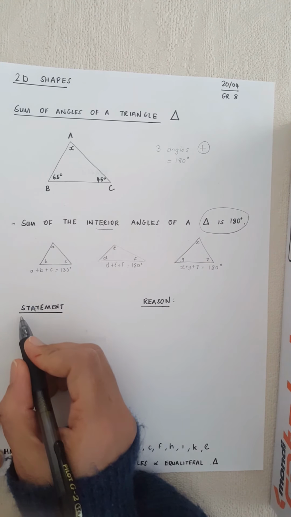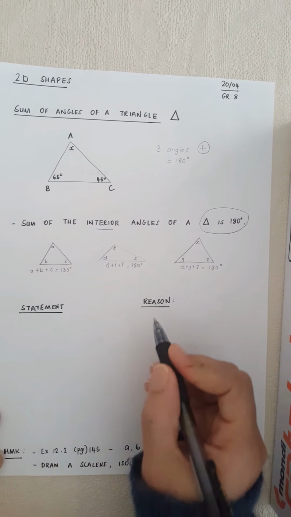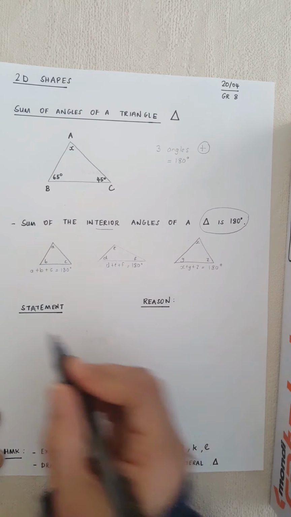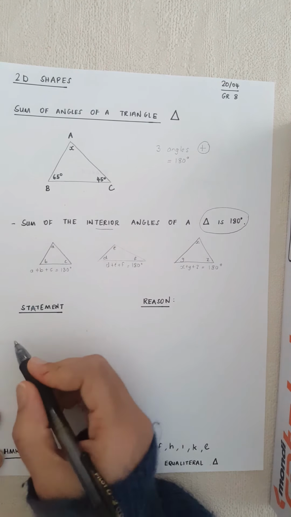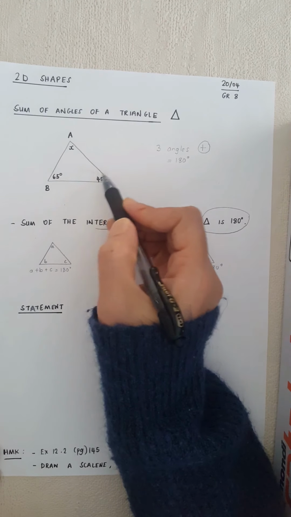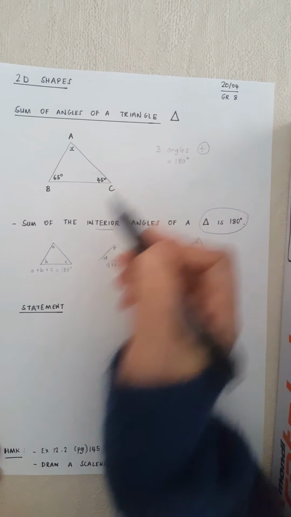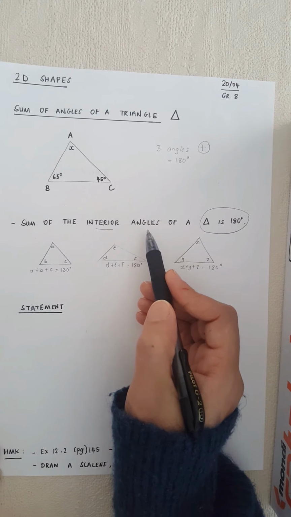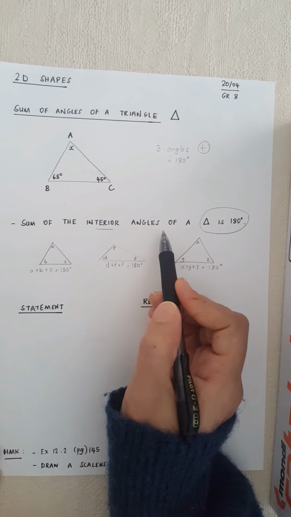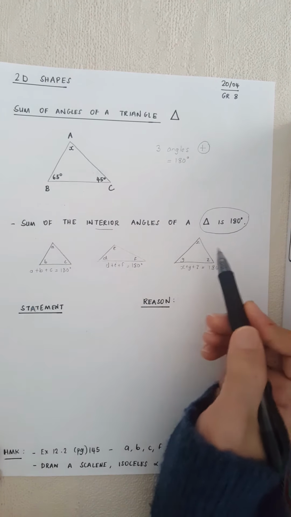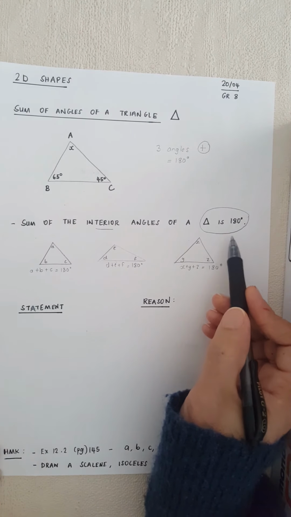So when I'm doing geometry, I write down a statement and then I have to write a reason why I am saying something like that. I can't just write down that the angles are equal to 180 degrees. I have to say my theorem: why am I saying they're equal to 180 degrees? Because the sum of the interior angles is equal to 180 degrees.